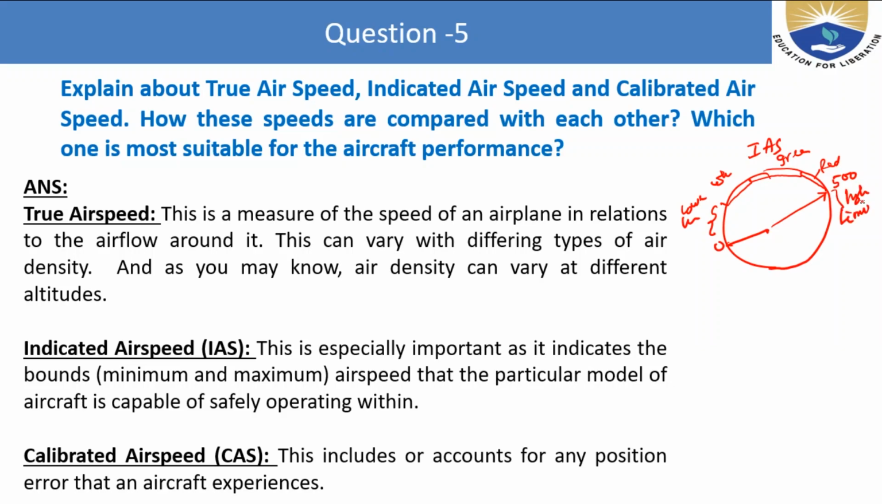So this is indicated, but this has to be calibrated. Your instrument, how much it is really showing, this has to be calibrated. That is called the calibrated speed. Calibrated speed is the error corrected speed.